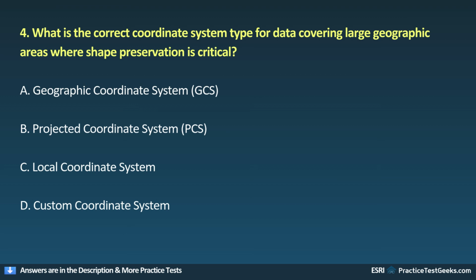4. What is the correct coordinate system type for data covering large geographic areas where shape preservation is critical? A. Geographic Coordinate System, GCS. B. Projected Coordinate System, PCS. C. Local Coordinate System. D. Custom Coordinate System.